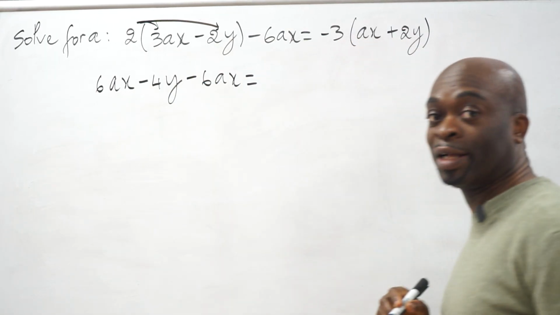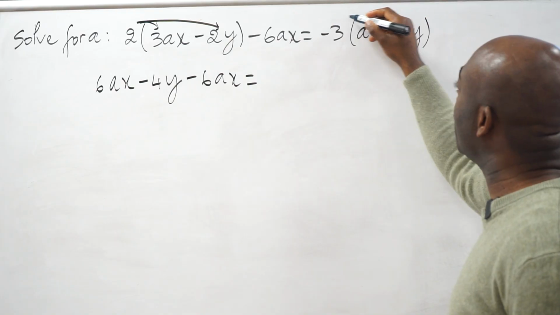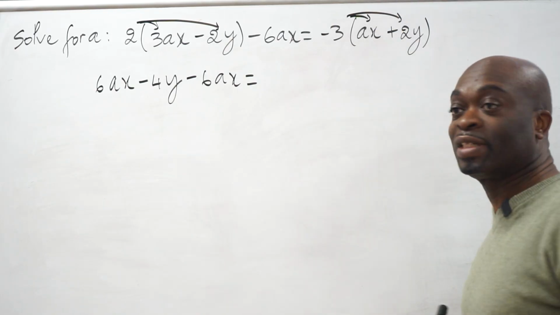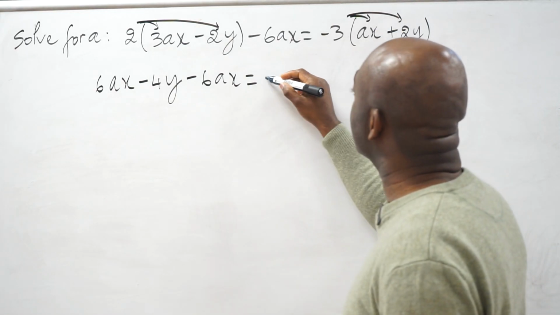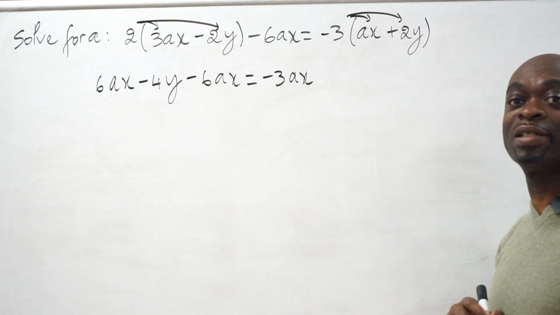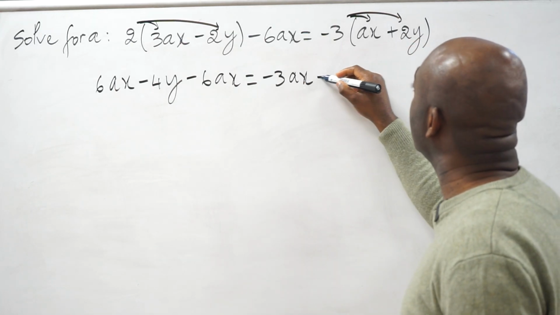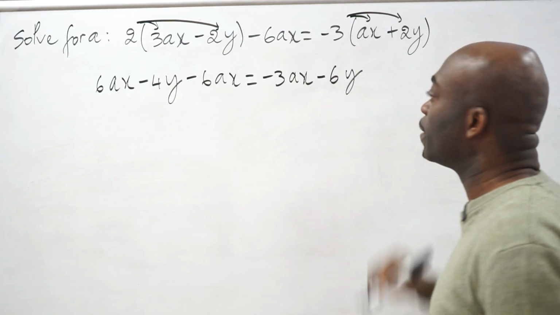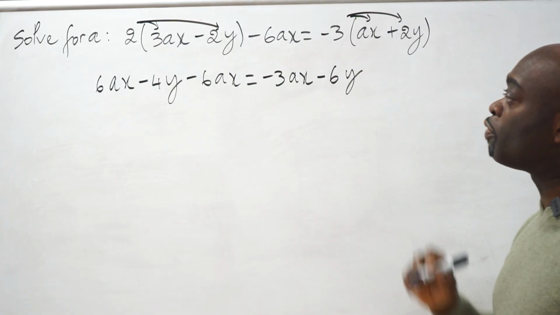And this is equal to what? The same thing here. Negative 3 times a x is negative 3ax. And then negative 3 times positive 2y is going to give us negative 6y. Okay? So this is what we have so far.